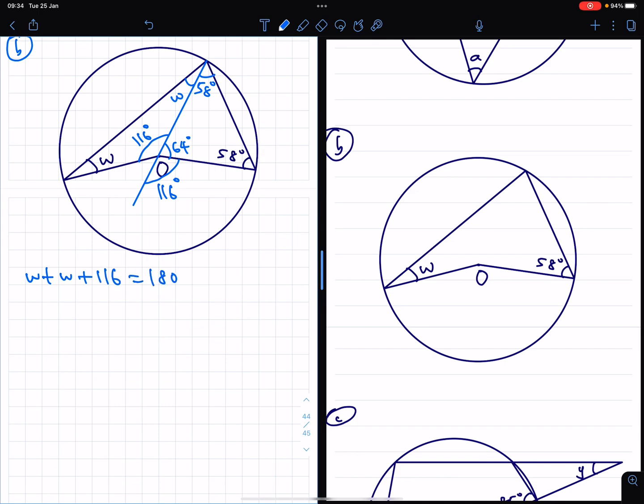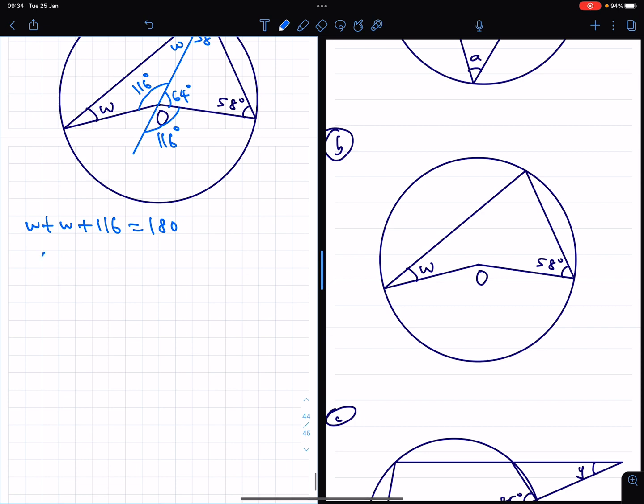Now that I know that, it simply means W plus W plus 116 equals 180. Of course, this angle plus this angle plus this angle is 180 degrees. Angles in a triangle, and that simply means 2W equals 180 minus 116, which means 2W equals 64, and W will be 64 divided by 2, which is 32 degrees.